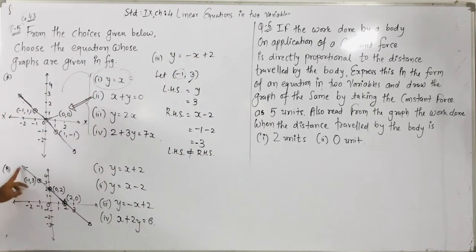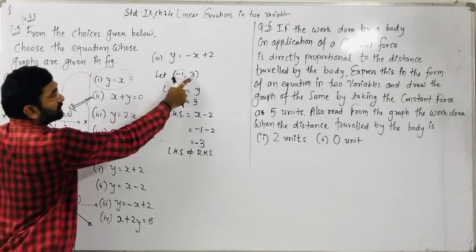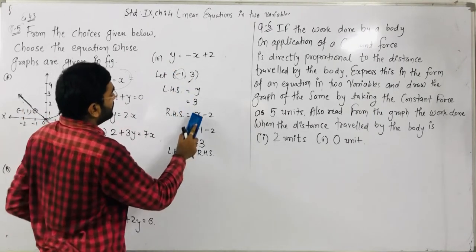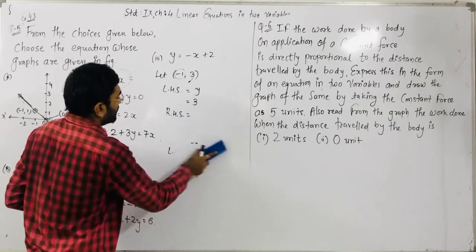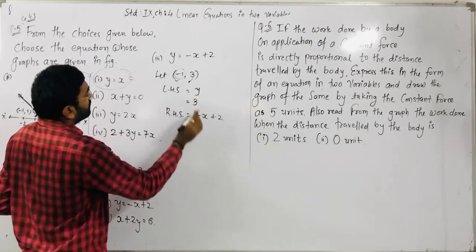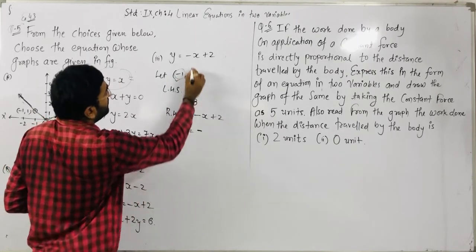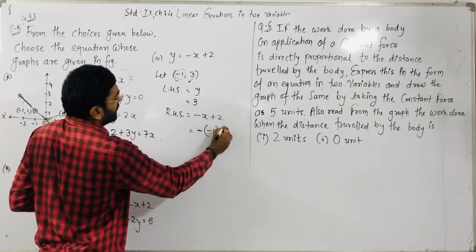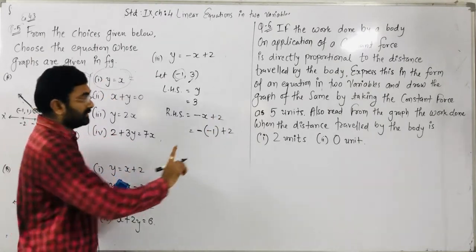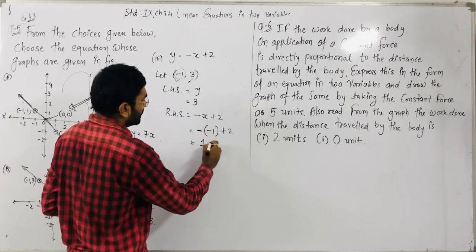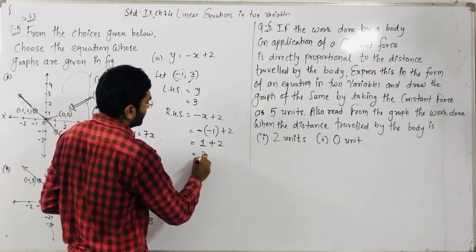For the same point, if the point lies on that graph, we take the first point, minus 1, 3, where the left hand side is y, so its value is 3. The right hand side is minus x plus 2. Now we put the x value, which is minus 1. So minus x is minus of minus 1, in bracket, plus 2. Minus times minus becomes a plus sign, so plus 1, and we write plus 2 as it is. So we get 3.